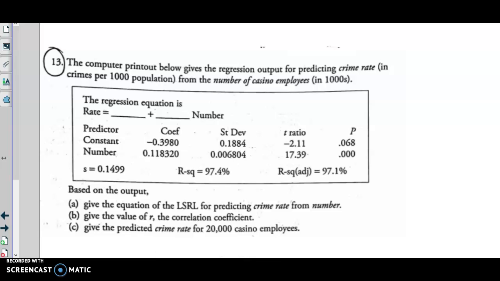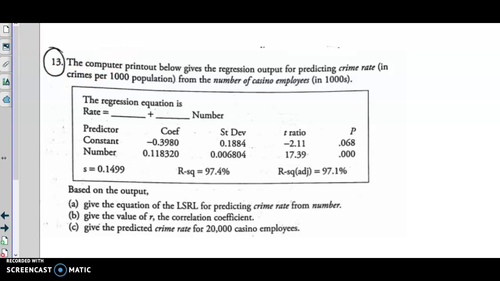All right, this is the second part of the solutions to yesterday's FRQs. I made a separate video for these two because they're the most true FRQ-ish, like you'd see. So I wanted to make a separate video where I go into a little bit more detail about how grading would work. All right, so in question 13, the computer printout below gives regression output for predicting crime rate in crimes per 1,000 from the number of casino employees in 1,000s.